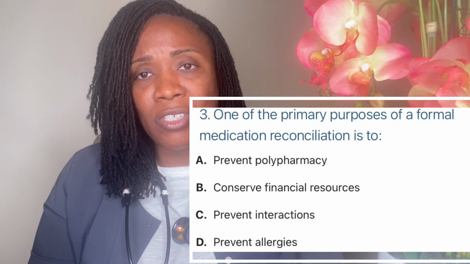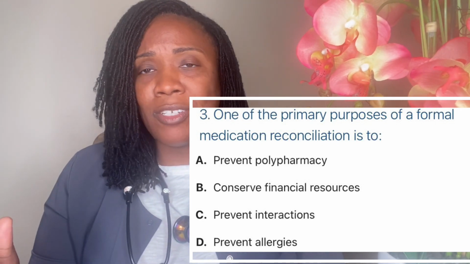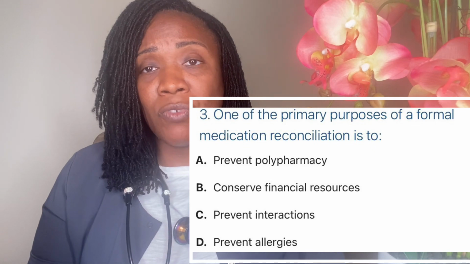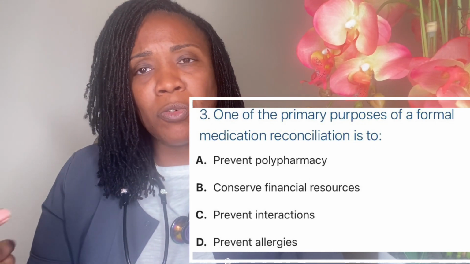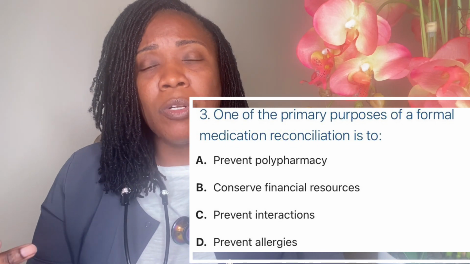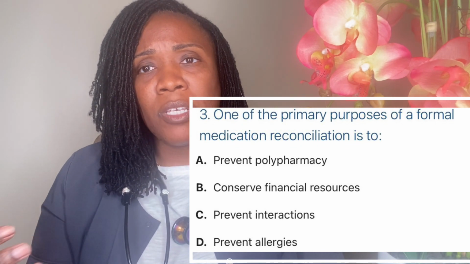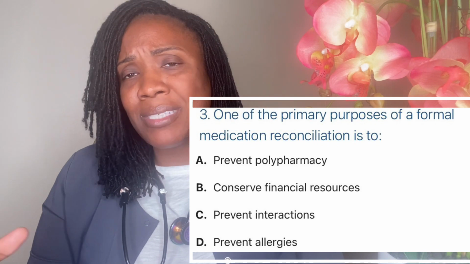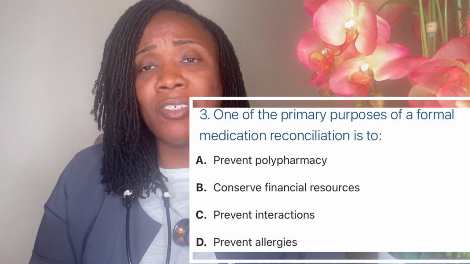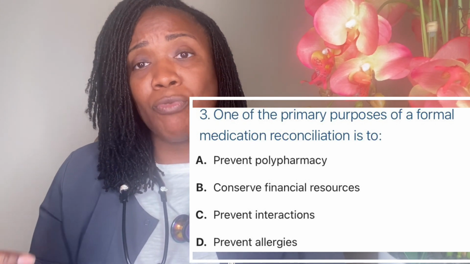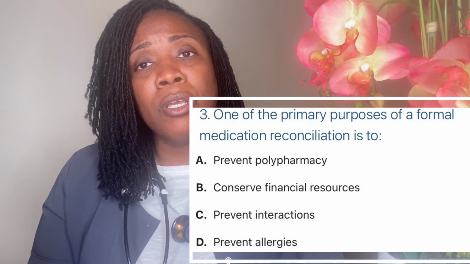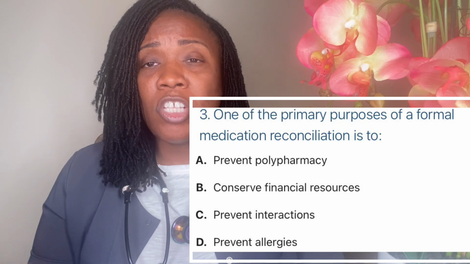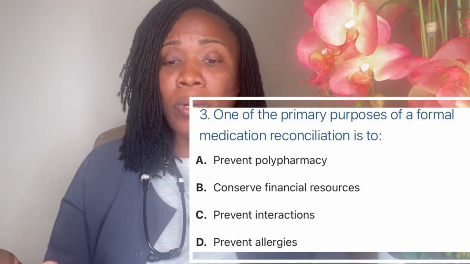Conserving financial resources is not a correct answer, because I'm not concerned about your financial resources when I want to know if a medication is going to be reconciled. And also preventing polypharmacy would be more so of controlling the amount and the kinds of medications that a patient is taking to avoid adverse reactions or unpleasant side effects to taking too many medications. So I think the best option that we would go with would be C.